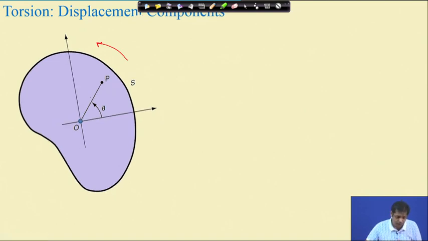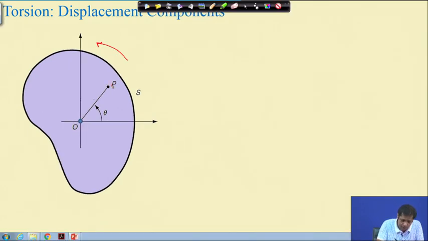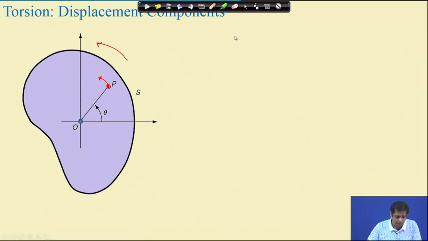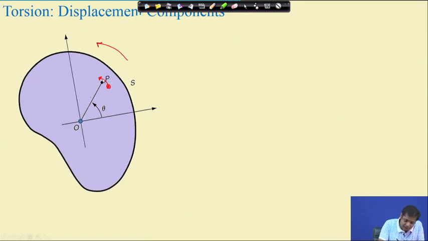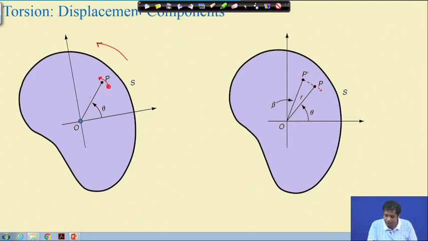So P, which was initially at this point, now moves in this direction, and this is the new position of point P. Suppose that new position is P dash. This is the cross section where P is the position before deformation took place, and because of this rotation, suppose the rotation is beta, the point P goes to a new position, P dash. And this P is taken at a distance of r.